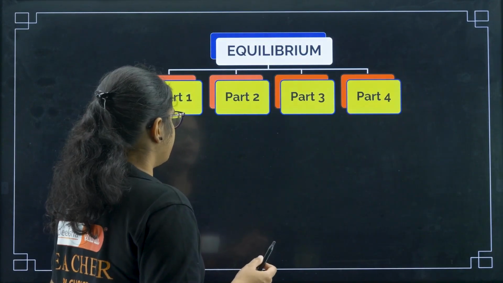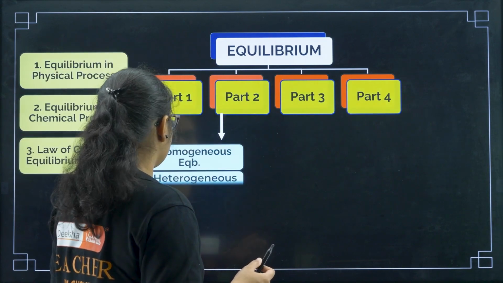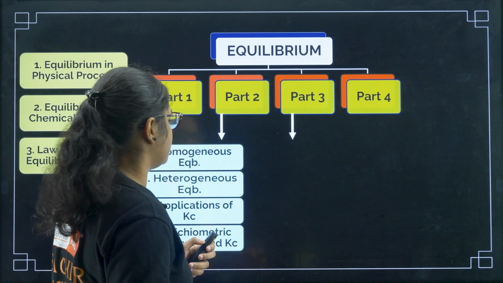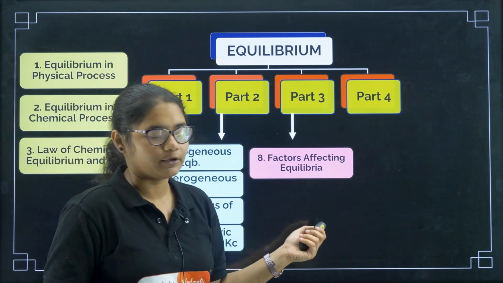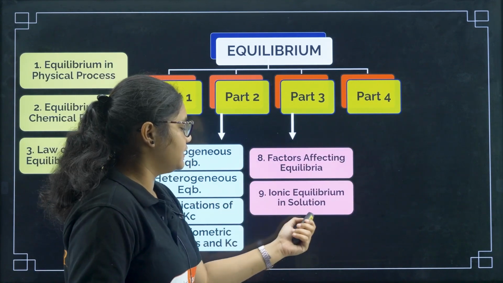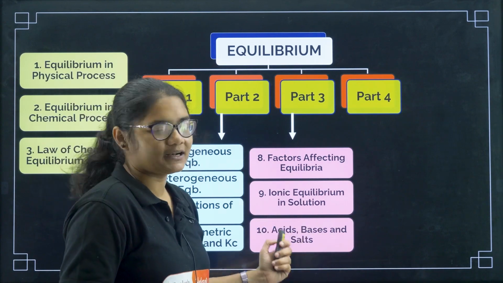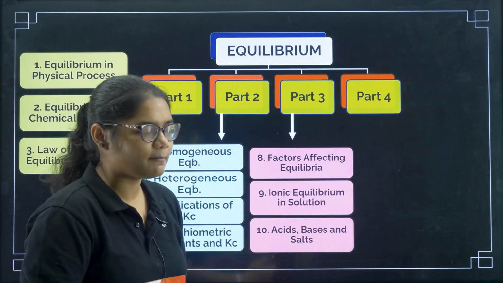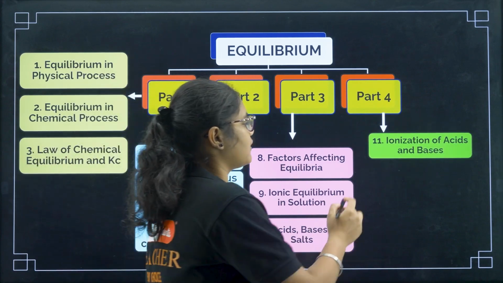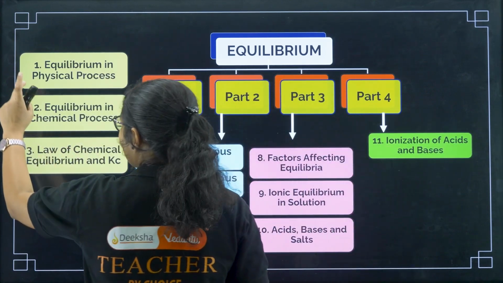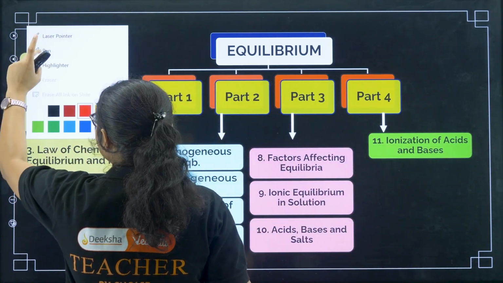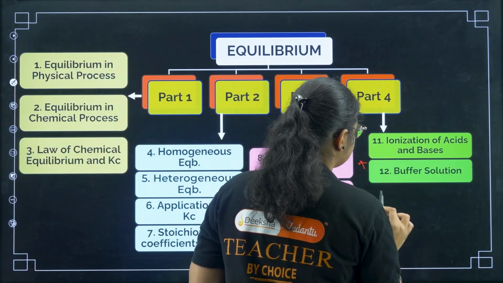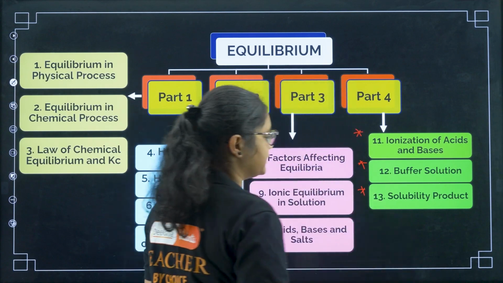So we have already done part 1 and part 2, in which we discussed these things. In today's lecture we are going to discuss factors affecting equilibria, ionic equilibrium in solution, and acids, bases and salts. We'll just go towards the introduction part of ionic equilibrium, and in the next lecture we are going to cover the most important topic, that is the ionization constant, ionizations of acids and bases, buffer capacity of solutions and the solubility product.